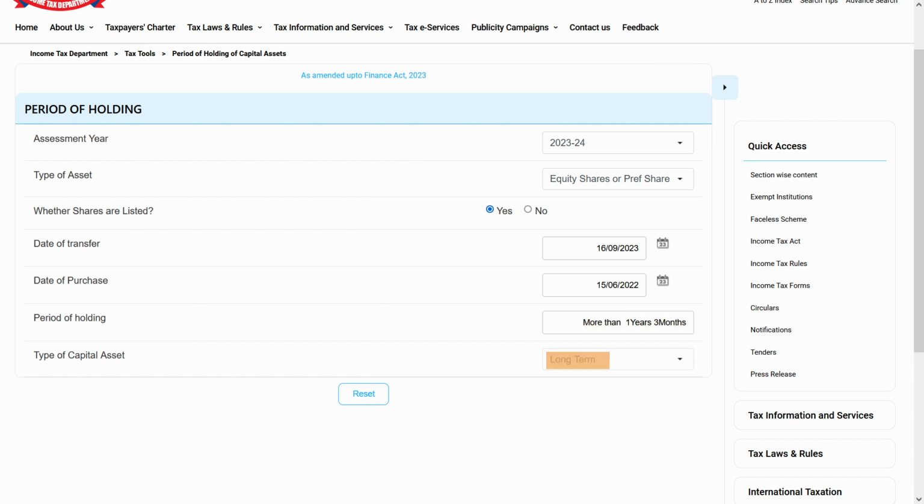And type of capital asset is long term. That is because in case of listed equity shares, if the period of holding is more than 12 months, then it would be a long term capital asset.